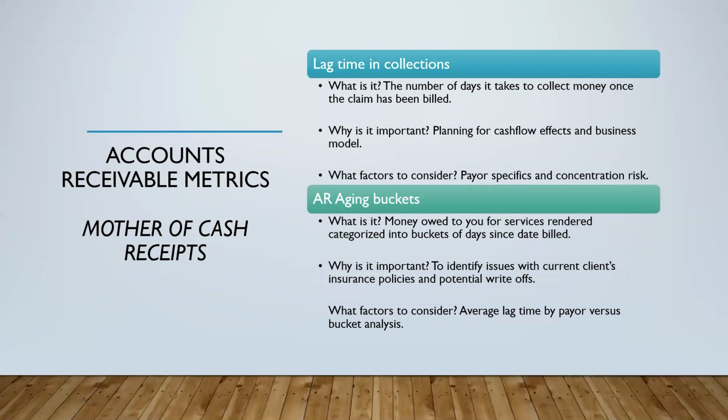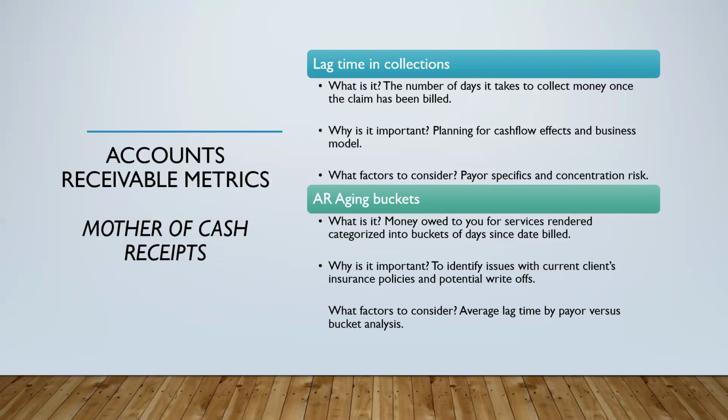So first, we're going to look at the accounts receivable metrics, which are lag time in collections and AR aging buckets, as well as write-offs. So I like to call accounts receivable metrics the mother of cash receipts, because if you're not on top of your accounts receivable, you're not going to receive the cash. So it's very important to be looking at these metrics and analyzing them, because if you run out of cash, it will hinder your operations. So the first one we're going to talk about is lag time in collections.